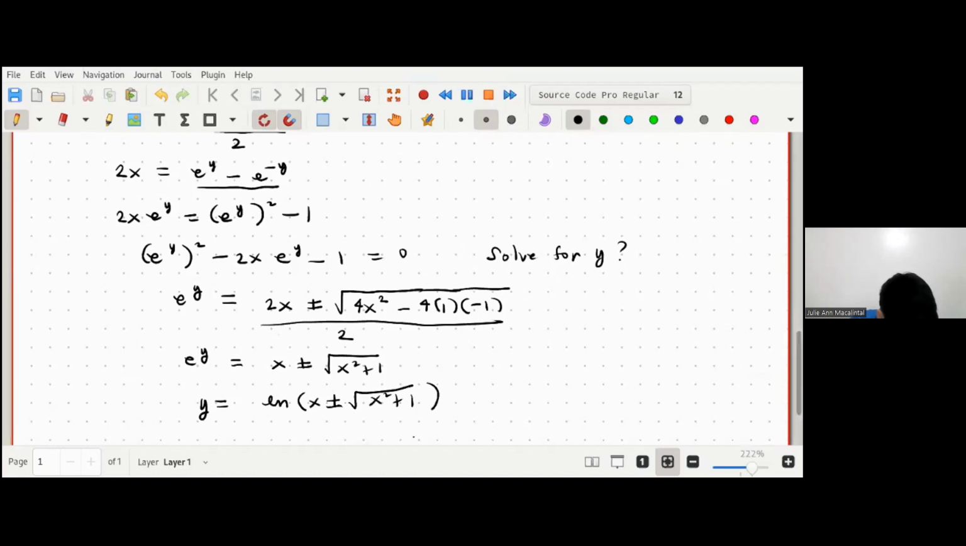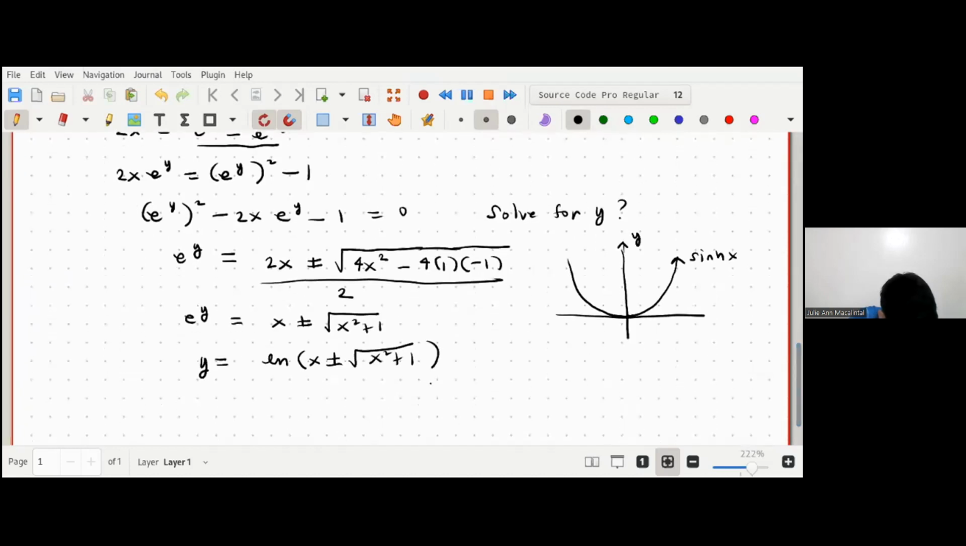Tapos yung ano niya, may signs kasi eh. So kailangan mo mag-decide. Kasi tingnan mo yung graph ng ano. Ano ba graph ng hyperbolic sine? It looks like this. So yung inverse, kailangan, so ang inverse natin, kailangan, well, mag-exist. Ngayon, ang e to the y is ito, di ba?